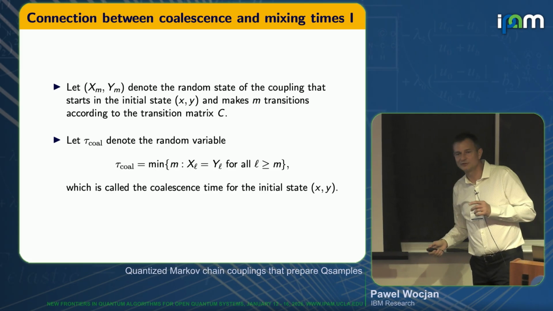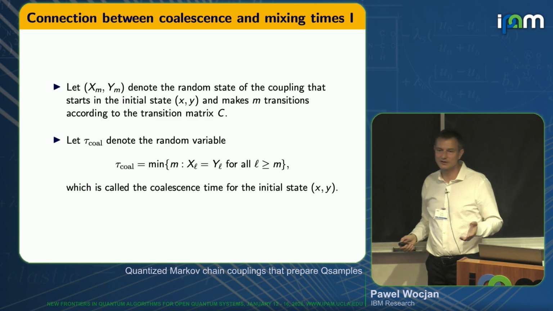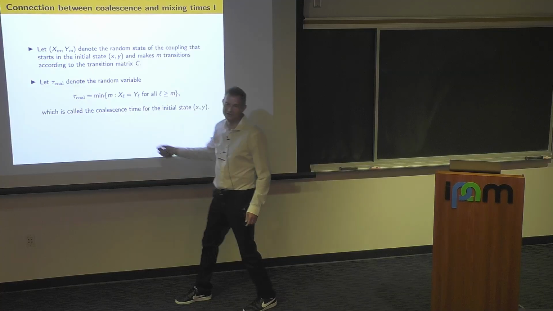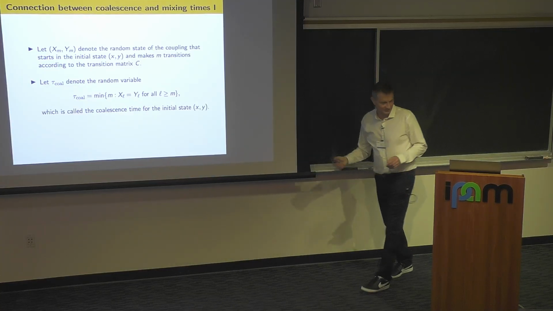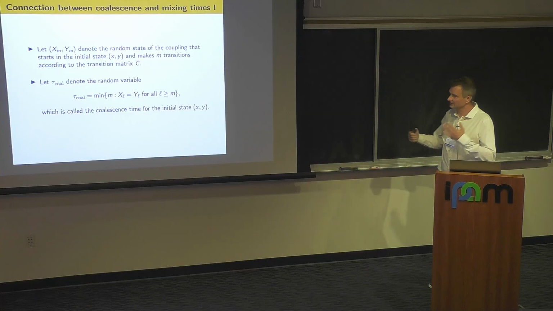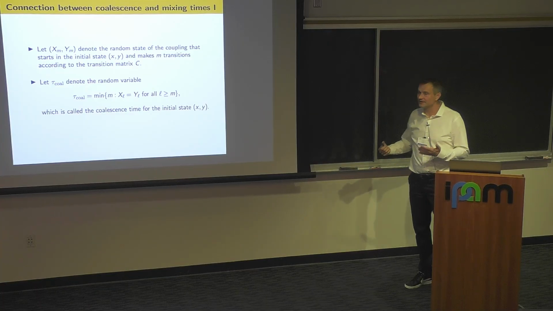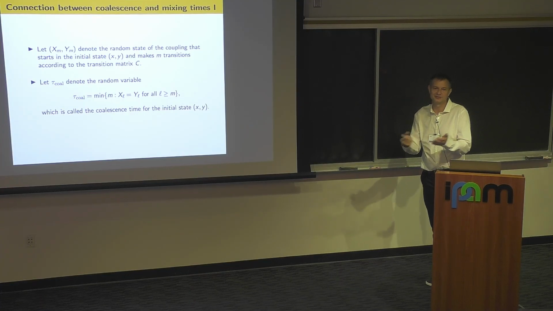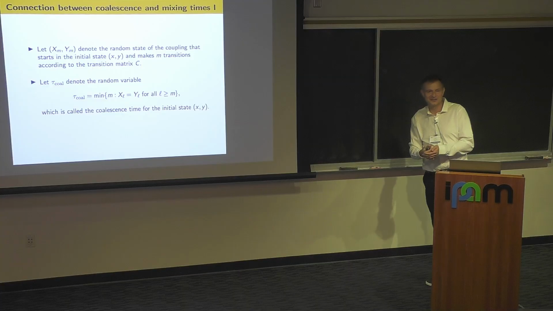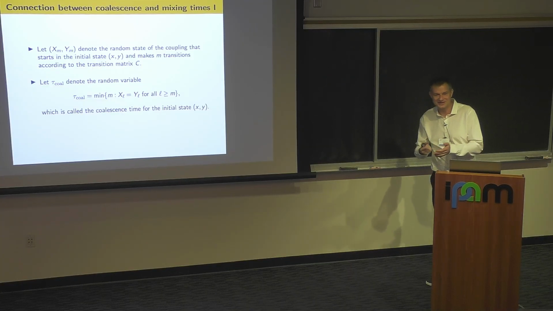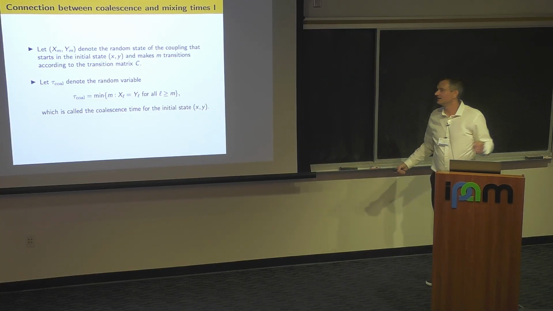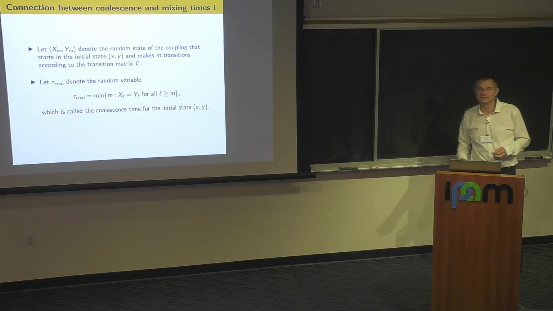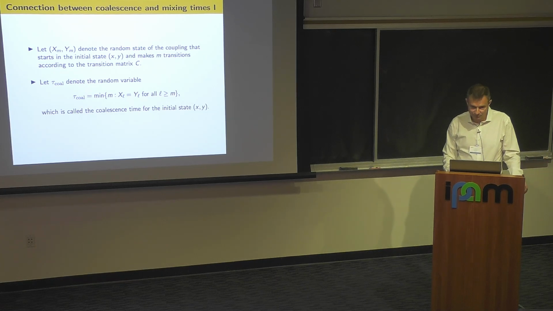But not to overload the notation too much, I'm not going to put the (x, y) here, just to keep it simple. But this coalescence time definitely depends on the initial state, because if they already start at the same spot, then the coalescence time would be, I guess, 0 or maybe 1. But if they start at opposite ends of Manhattan, it's going to take them a while to come together.